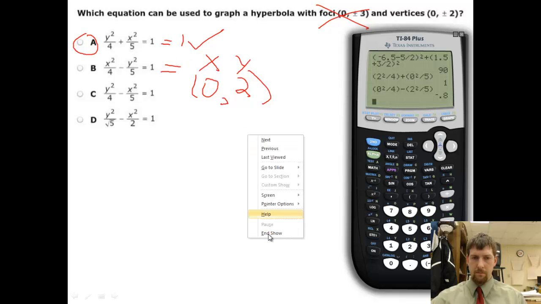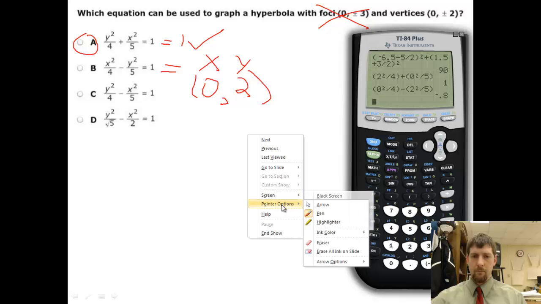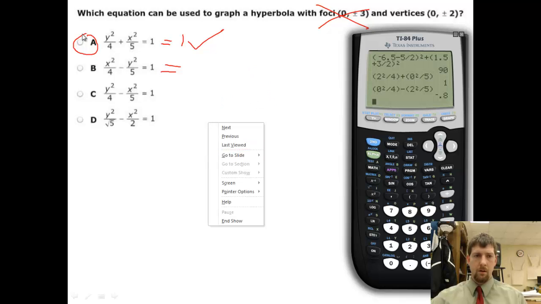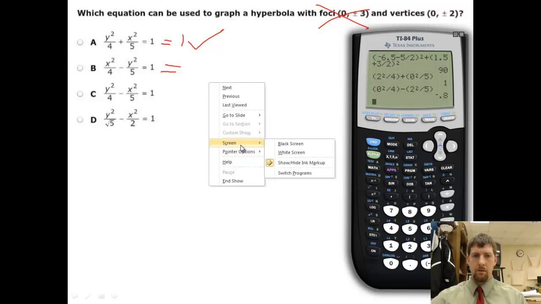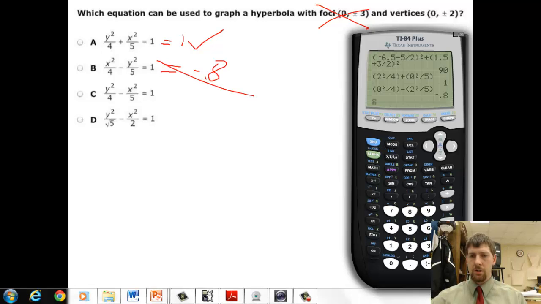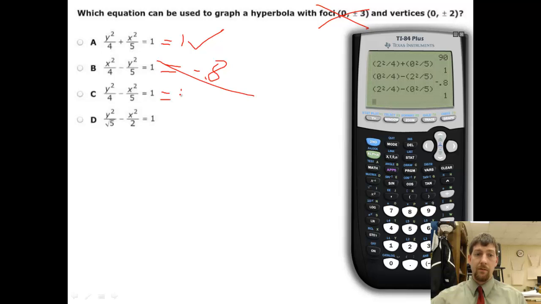This one equaled negative, let me get my eraser. Okay. This one equaled negative 0.8, so no good. For C, let's check it out. Second enter brings back my equation. y squared, so that was 2 squared over 4, minus x squared, 0 squared over 5. That one also gives me 1.